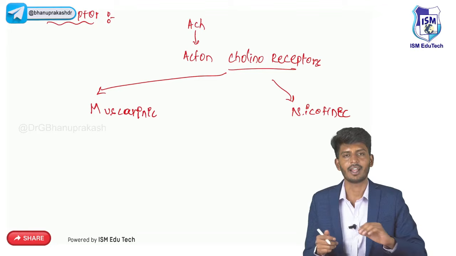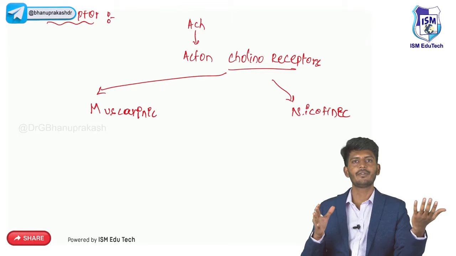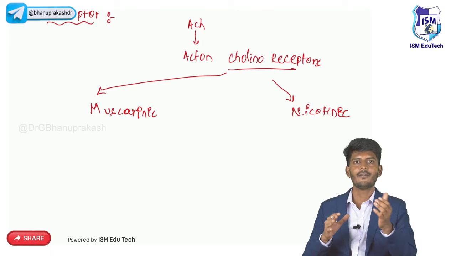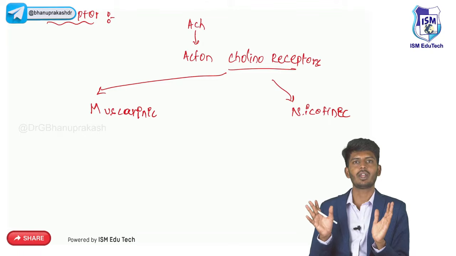Now, what do I mean by nicotinic receptor? Very easy. Listen to me very carefully here. For example, I invite all of you to one party. In the party, 50 people are drinking alcohol and 50 people are drinking juice. And all 100 people have one thing in common: they all are having food.